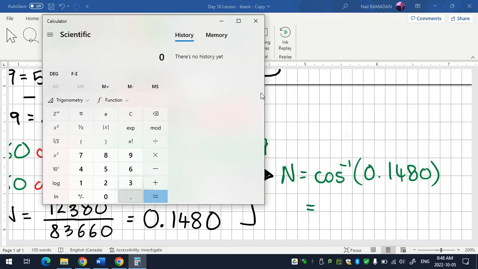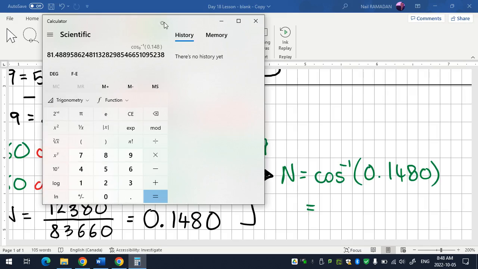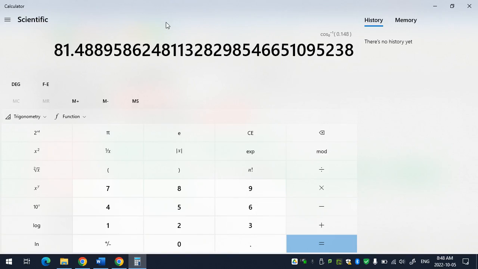0.1480, trig second. Ready? 3, 2, 1. What's the rounding situation? Nearest degree, which means no decimals. Is that closer to 81 or 82? 81. It did not cross the half. It's still 0.4, so it's 81 degrees.